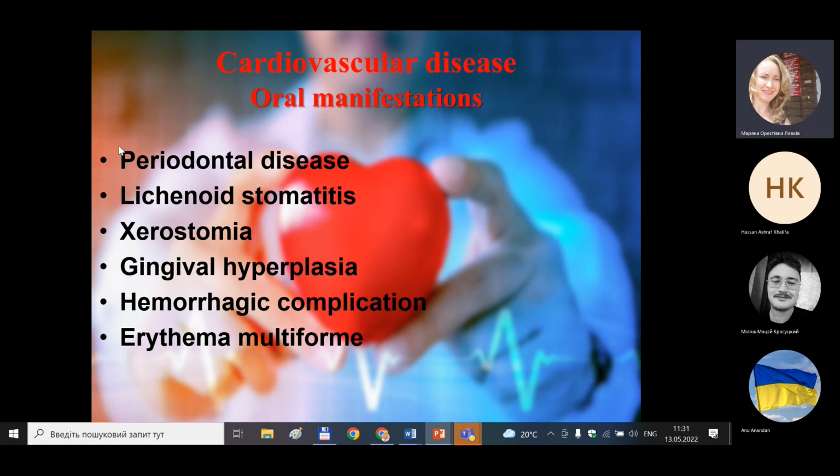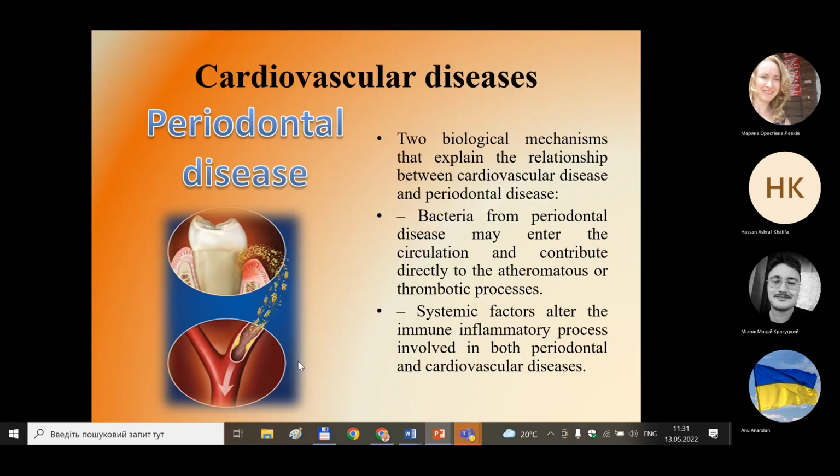Here on this slide is collected the most typical oral manifestations in cardiovascular disease. So they are periodontal disease, lichenoid stomatitis, xerostomia, gingival hyperplasia, hemorrhagic complication, and erythema multiforme. And we start from periodontal disease.